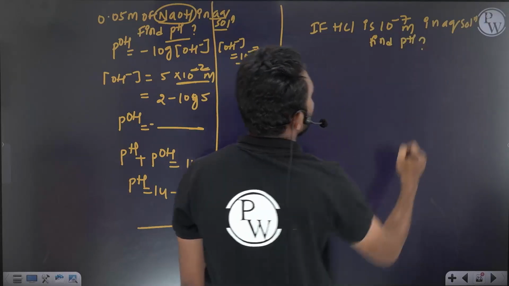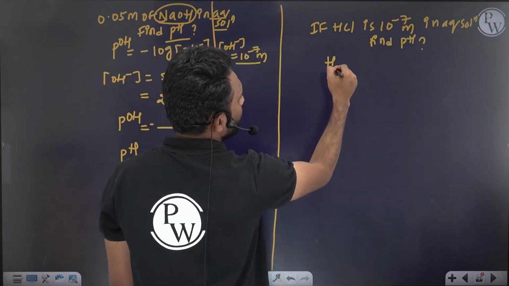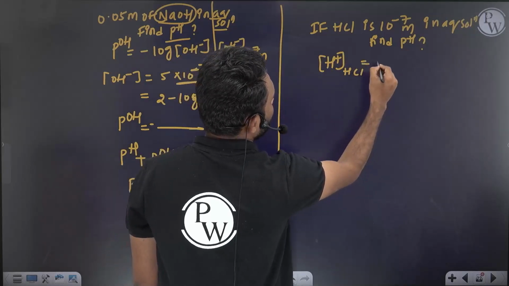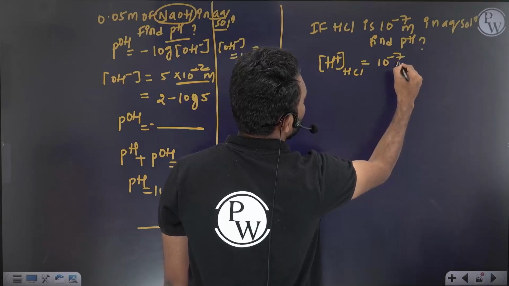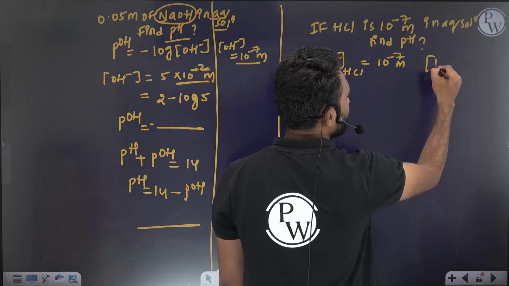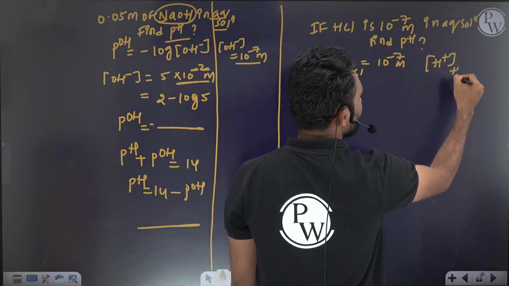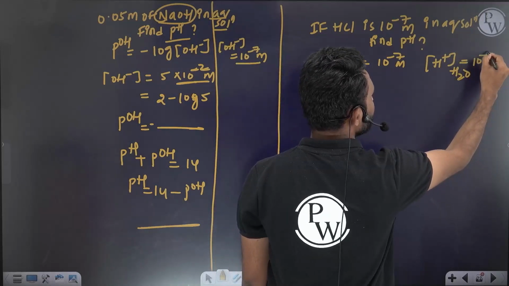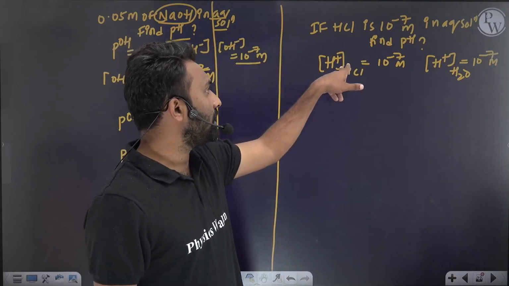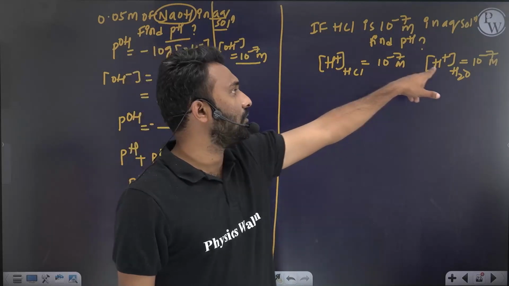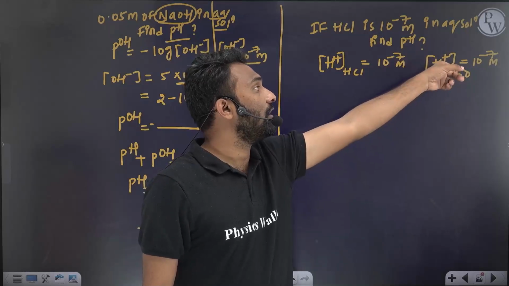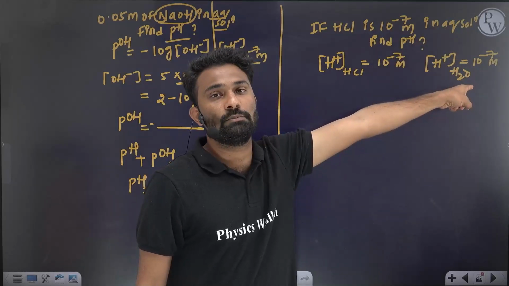Now look here, the H plus ion concentration of HCl is 10 to the power minus 7 molar. In aqueous solution, the H plus ion concentration is also 10 to the power minus 7. So we cannot neglect the aqueous solution H plus ion concentration.